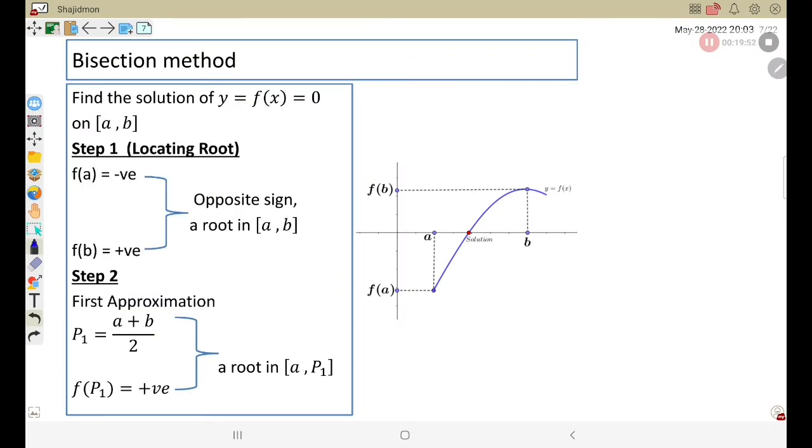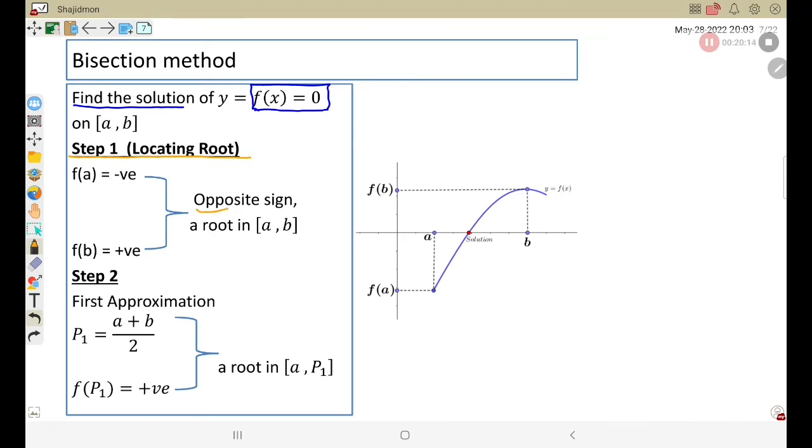So, the bisection method. The question is: find a solution of the equation f of x equal to 0. When you are doing questions, you will understand more. Now just see what we are doing. In step 1, as I told you, we locate the root. First we find the location of the root.